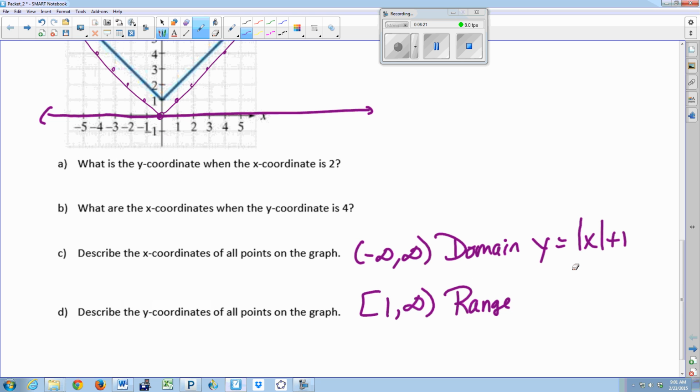So again, remember, both the domain and the range are sets of numbers here. So every time you give an answer for a domain or a range, it has to be some kind of set notation, whether you use set builder notation or interval notation. Okay, it's always a set of numbers.